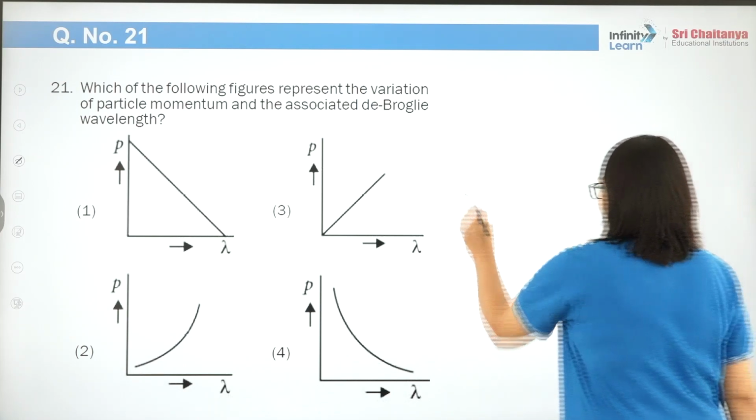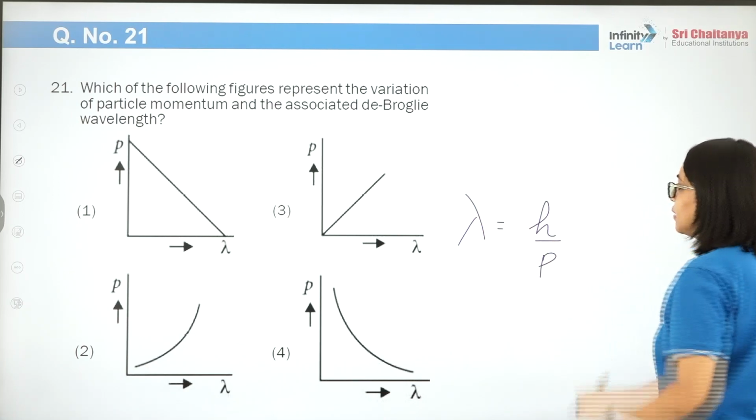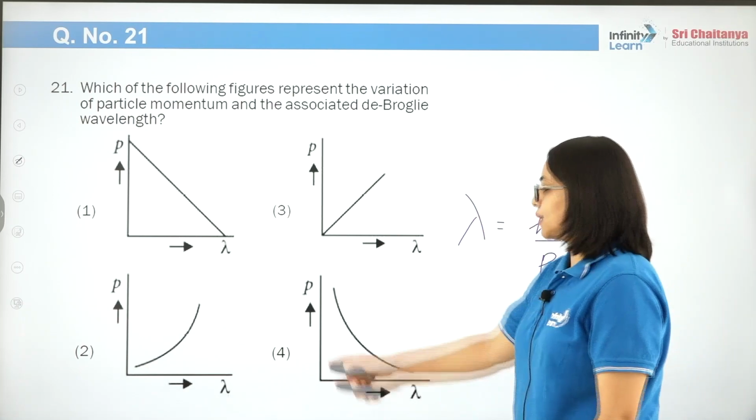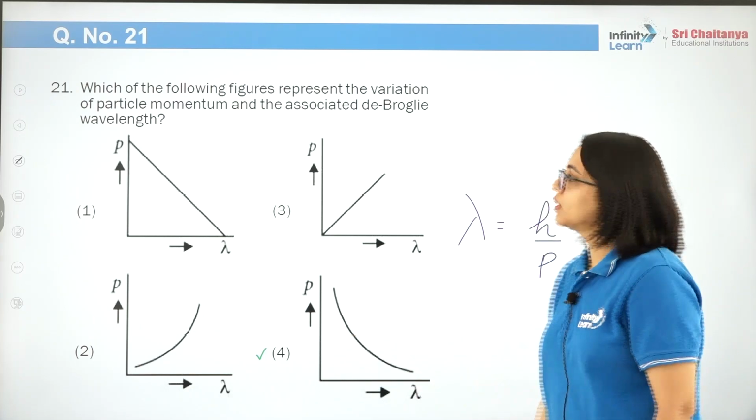So lambda over here is h upon p. So lambda and p are inversely proportional to each other. So their relation will be represented by a rectangular hyperbola, which is option 4.